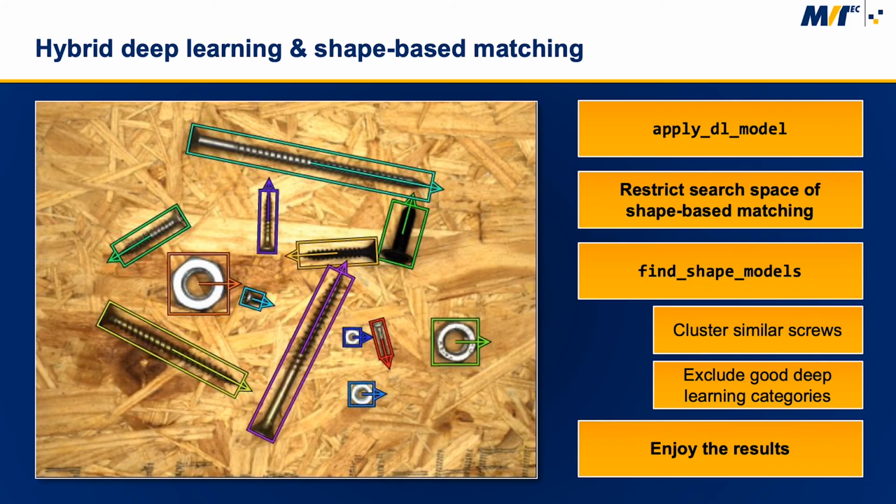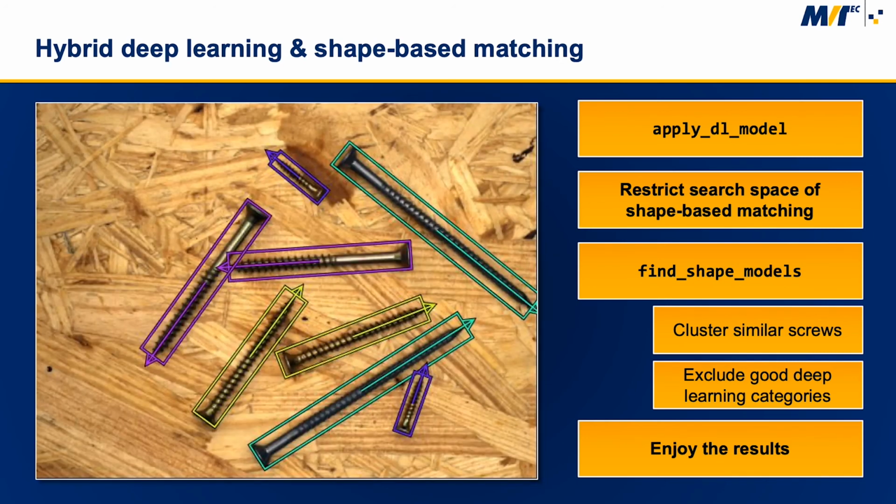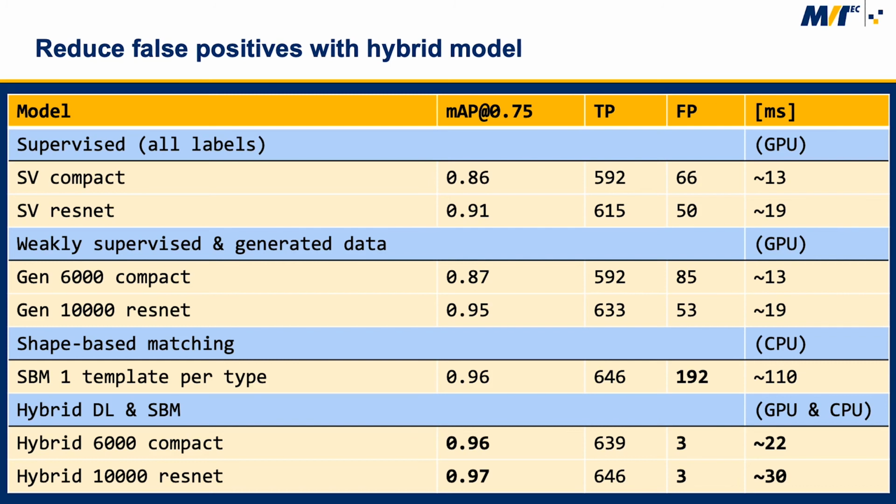So what remains is just that we can enjoy the results on our test images. Maybe you have remembered one or two of the failure cases that we have seen before, and all of them are now gone. Of course, this also reflects in the quantitative analysis. We now have a really high number of true positives, we have a really high mAP, and we have a really low number of false positives. What is also interesting is that we could reduce the runtime of shape-based matching almost by a factor of 10 and end up with a runtime that is real-time capable.